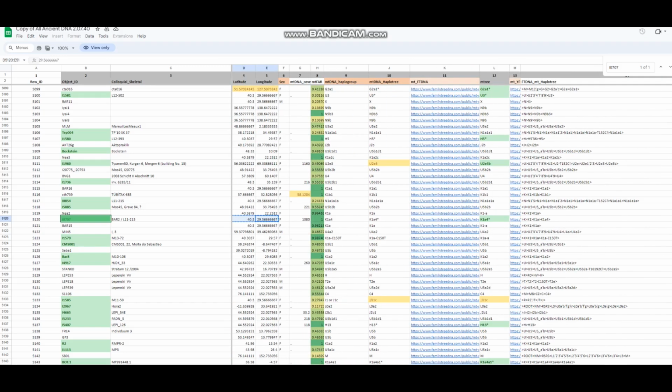And let's look at her haplogroup. So she has mitochondrial lineage K1. I'm not sure where that's most common. I've heard that K1 is a Middle Eastern mitochondrial lineage. She's a woman, so she doesn't have Y DNA.